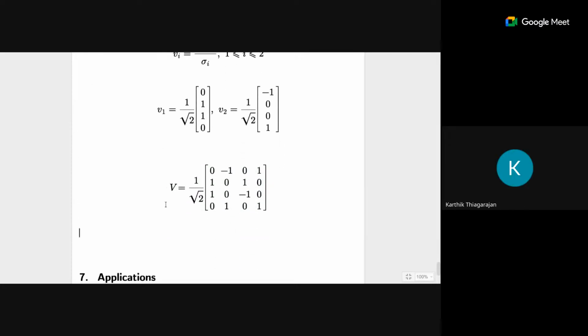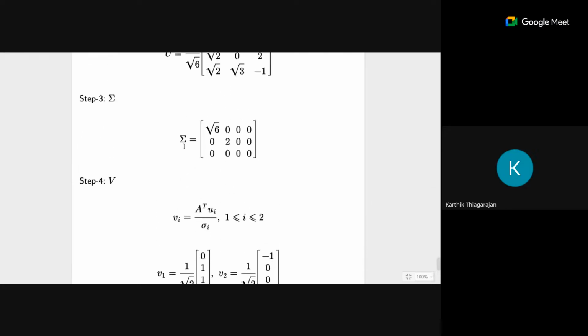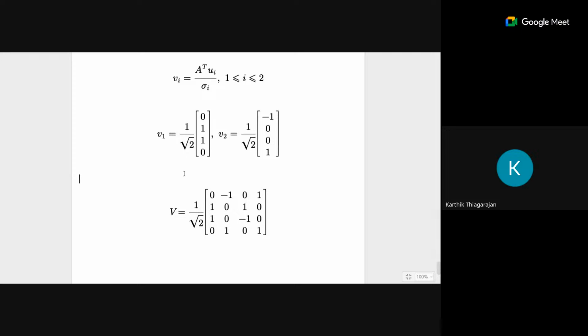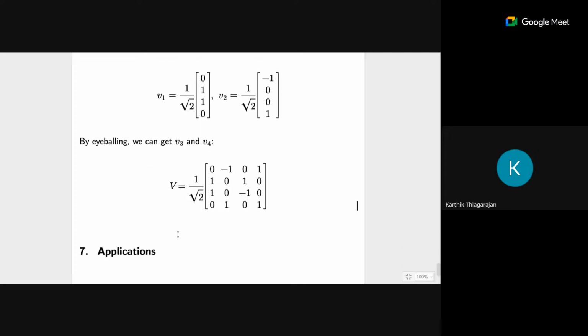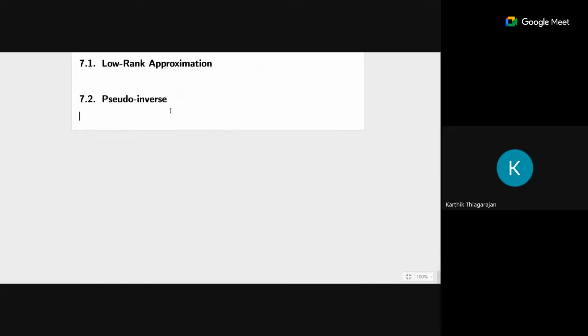Okay, is it clear to everyone how we got V in this case? By eyeballing, we can get V3 and V4. Okay. Any questions in this example? If not, we'll go to the applications. We'll first finish this quickly.